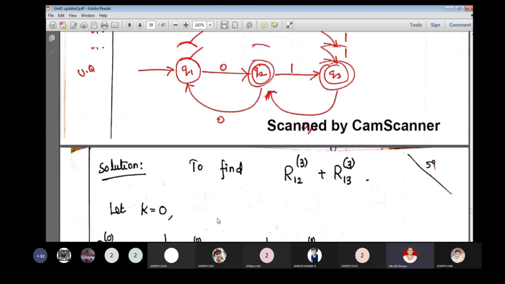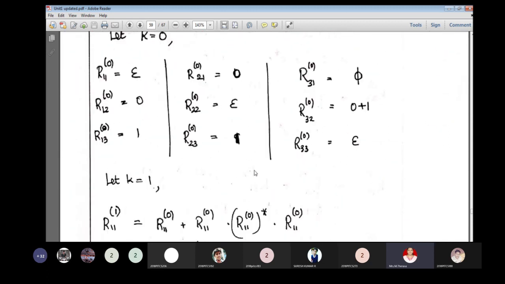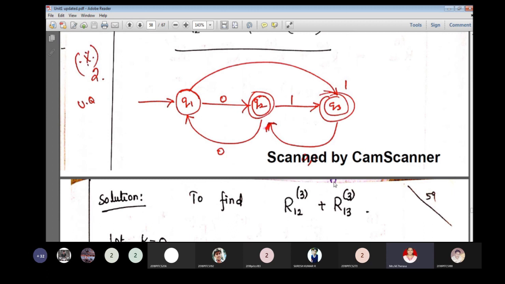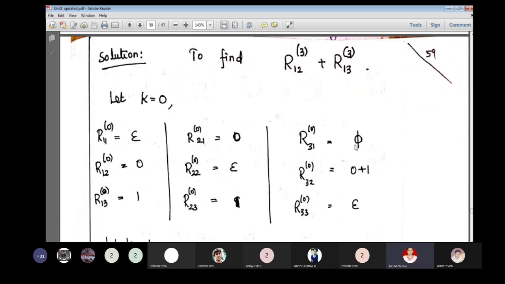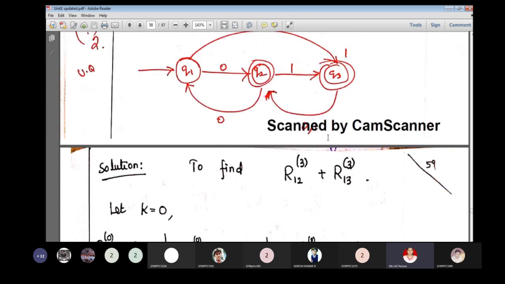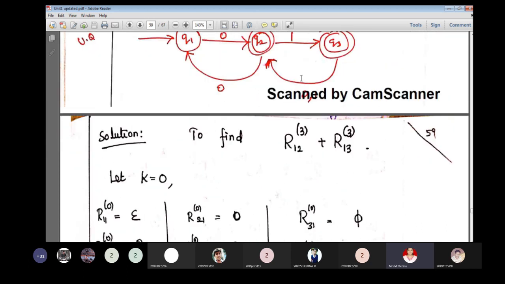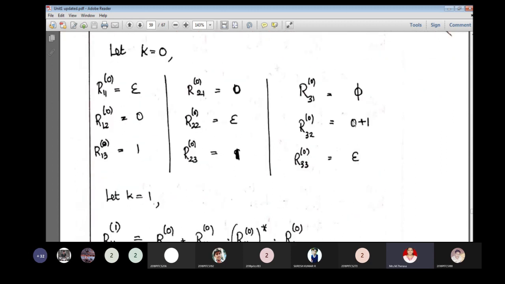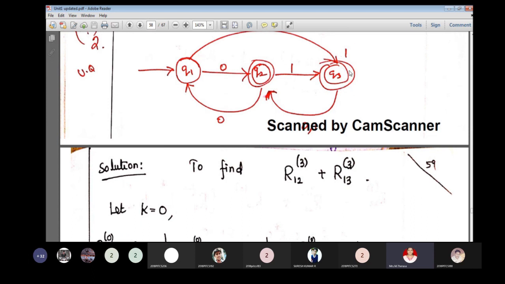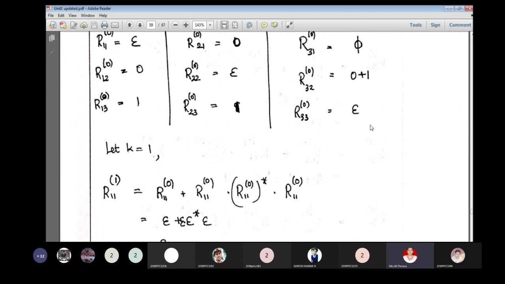Okay. So 2 to 3, you have 1. Then 3 to 1, there is no such transition, so it can be represented with phi. 3 to 2 is actually 0 comma 1. So here it is written like 0 comma 1, which in the regular expression you can write as 0 plus 1, isn't it? Next, 3 to 3, there is no explicit transition. Whenever i is equal to j, by default you have to put epsilon, so that you have to write.